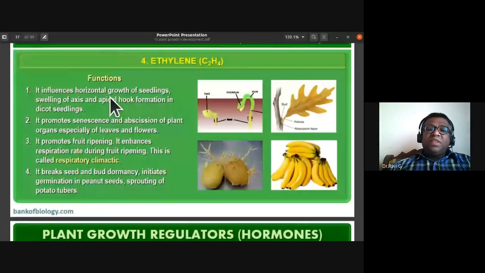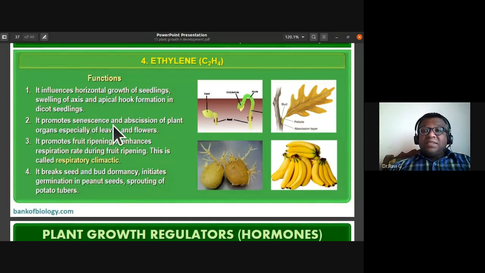The functions of ethylene are, it influences the horizontal growth of seedlings. It also helps in the swelling of the axis and apical hook formation in dicot seedlings. So that is the role of ethylene in dicot seedlings.